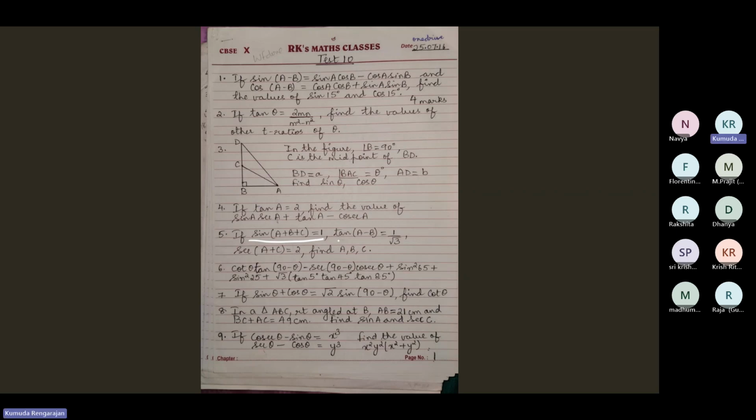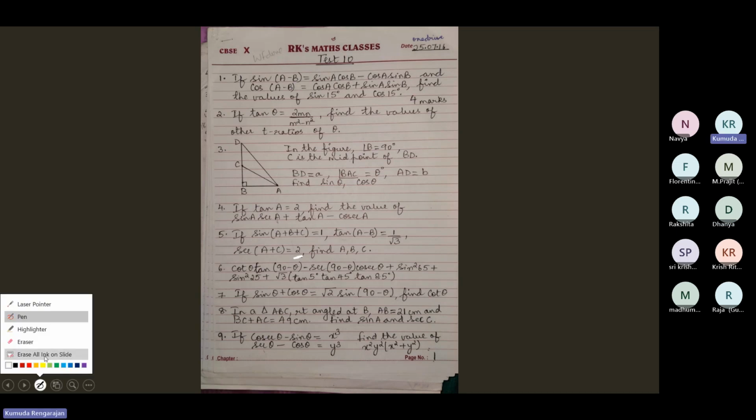And then in the tan table, tan of what angle is 1 by root 3? 30 degrees, ma'am. 30. And 2 in the secant table? 60. Very good.